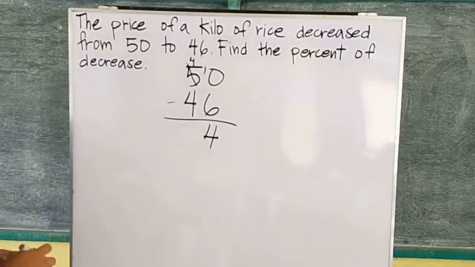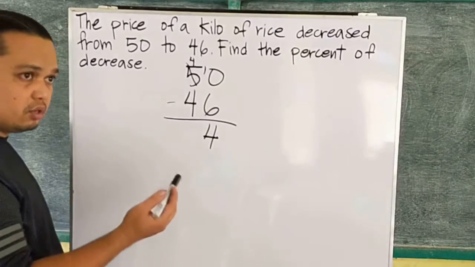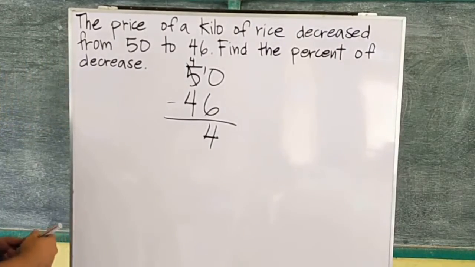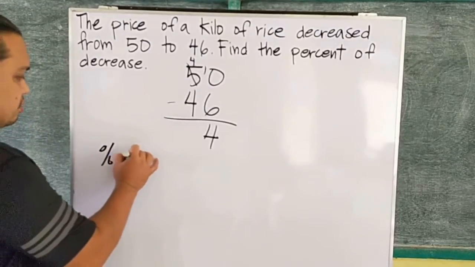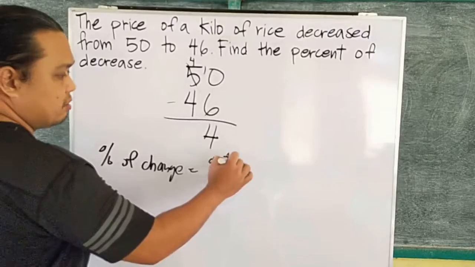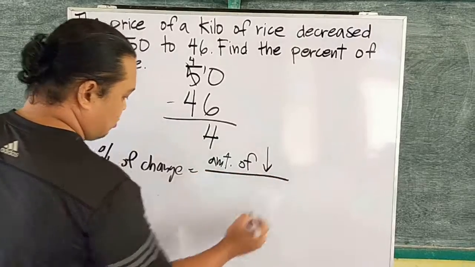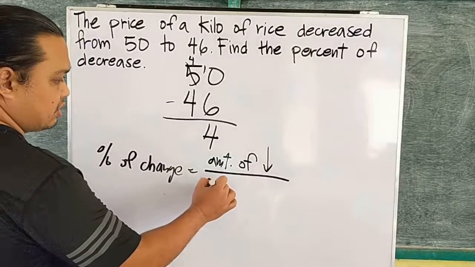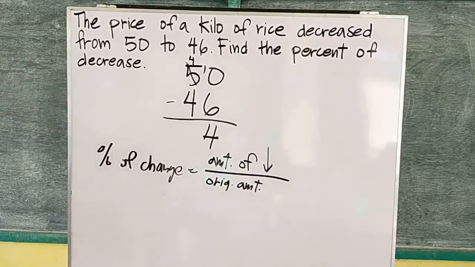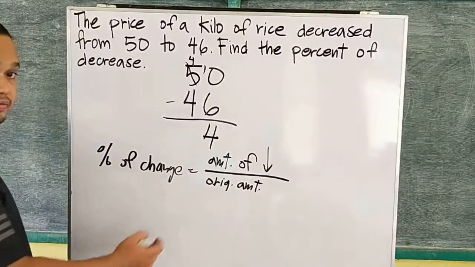Okay, so for our formula, percent of change is equals to amount of decrease over the original amount. That will be our formula. Okay, percent of change is equals to amount of decrease over original amount. Okay, that will be our percent of decrease. This will be our formula to get the percent of decrease.